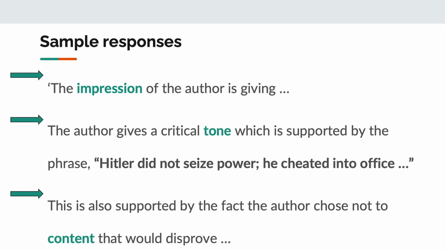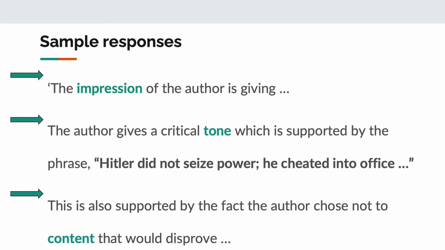Here are some useful phrases that you can use to make up your answer. Don't try to make the response too complicated. Write directly. Say, the impression the author gives is a negative impression, a positive impression, a misunderstood impression. Be direct. The author gives a critical tone, which is supported by the phrase, in this particular case, Hitler did not seize power, he cheated into office. Remember, use the words directly from the extract in your response.